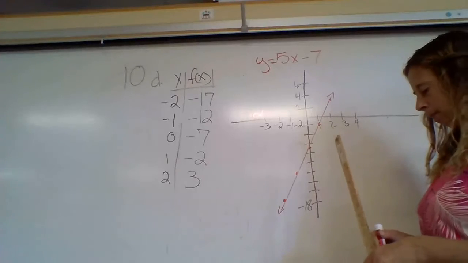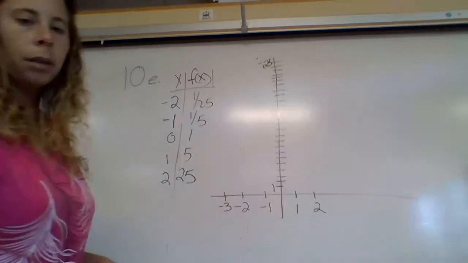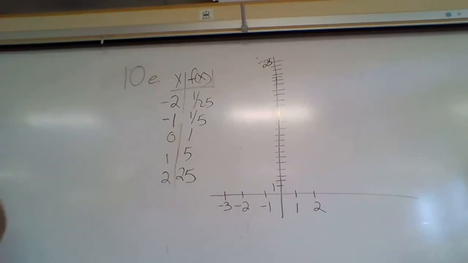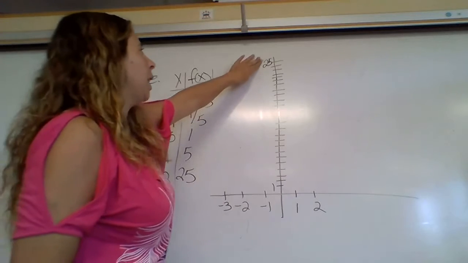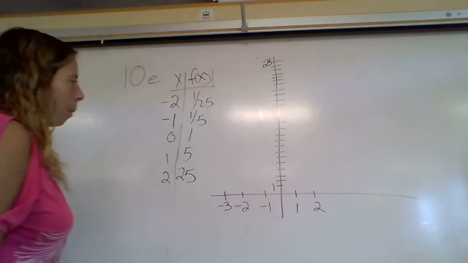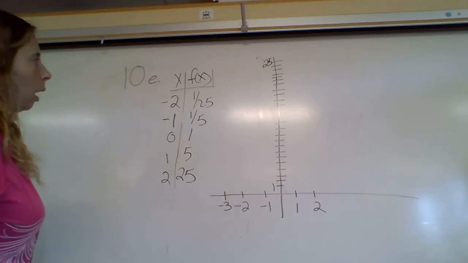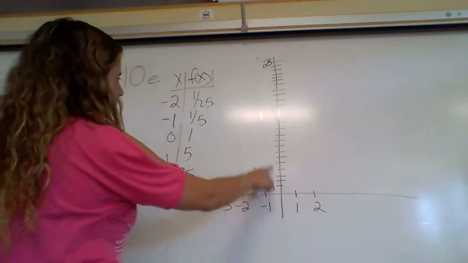Okay, that's it. This is now 10E, graphing. You probably want to count by like 2s. I just counted by 1s on my y scale, 1 all the way up to 25.